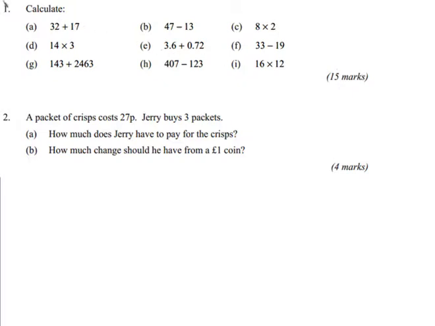Again, we're going to do a recap on Unit 2. So this is the Unit 2 assessment, and let's start with question 1A. Very quickly, 32 plus 17 is 49. 47 minus 13 is 34. 8 times 2 is the same as 2 times 8, which is 16.